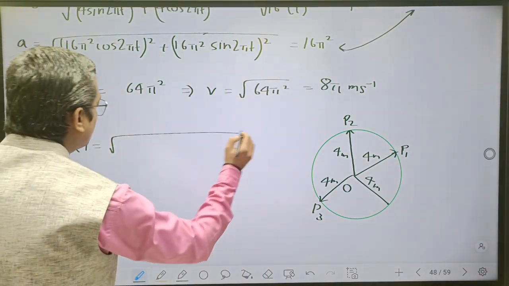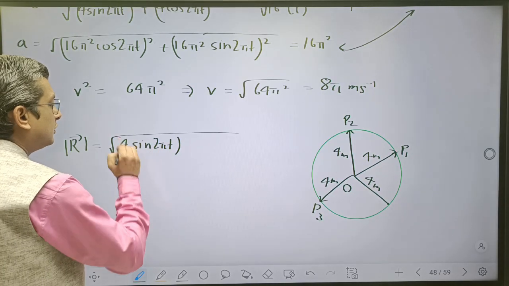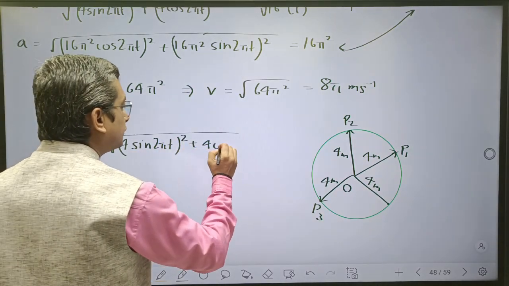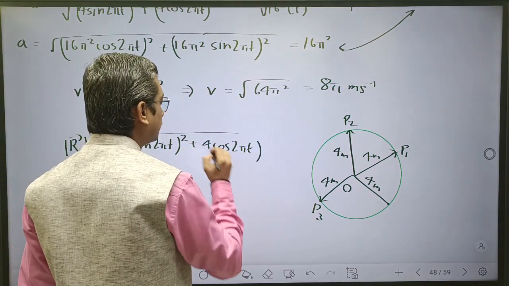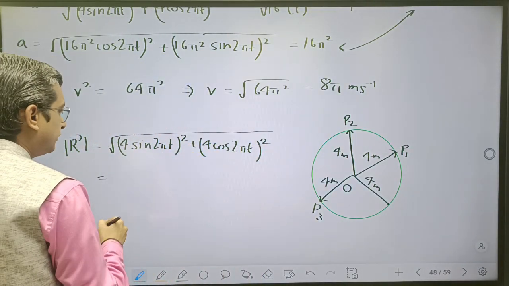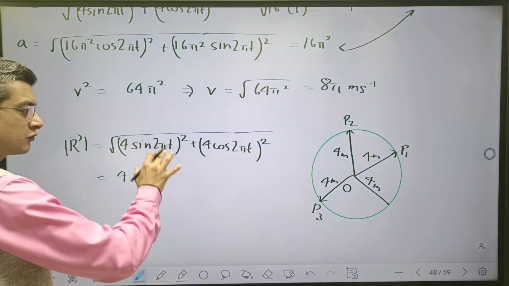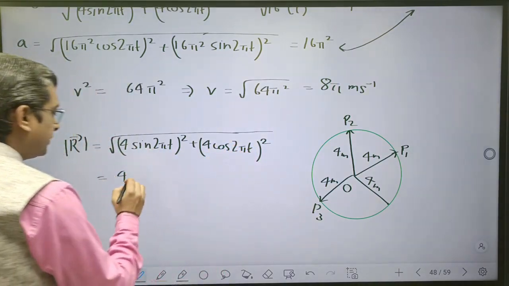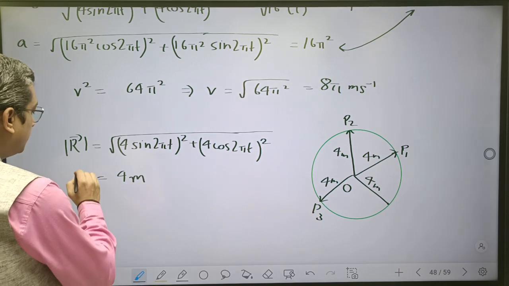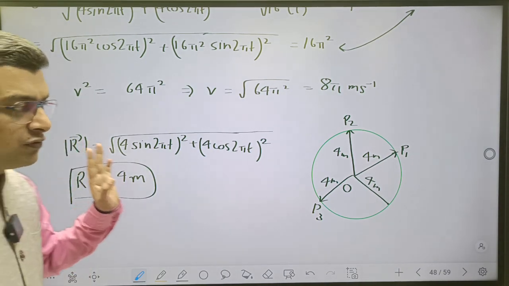So this will be root over 4 sin 2 pi t square plus 4 cos 2 pi t square. So this will be 4 square, take it outside from the root. So this will be 4. Inside the root you have sin square 2 pi t plus cos square 2 pi t, that is equal to 1, and root of 1 is 1. So definitely the magnitude of the position vector is given by 4 meters.